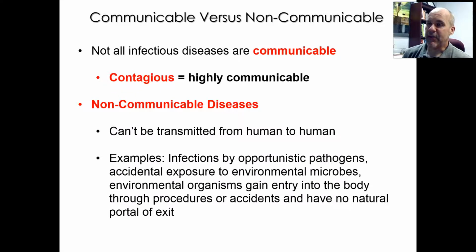But you have to be careful about that. Not all infectious diseases that human patients develop are communicable. So if you have an infection by an opportunistic pathogen, that's been caused because some organism has seized an opportunity to get into a part of the body where it's not supposed to be. There may be no natural portal of exit for that opportunistic pathogen to get out, and then no means for it to naturally spread to another patient. So infections by opportunistic pathogens can at times be non-communicable.